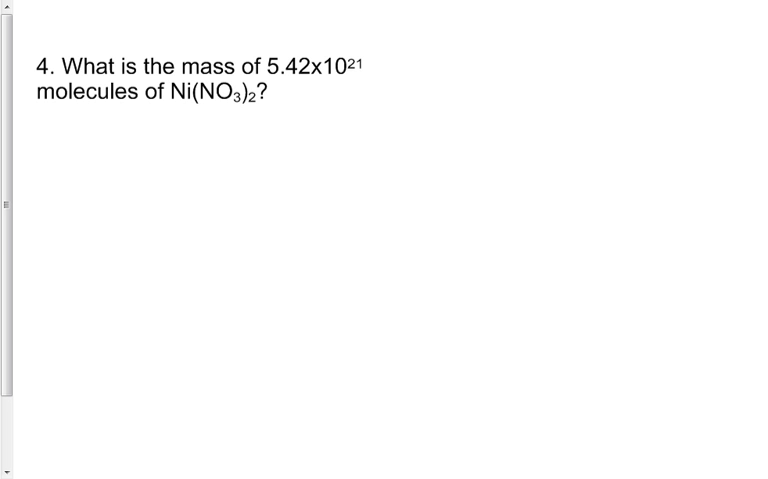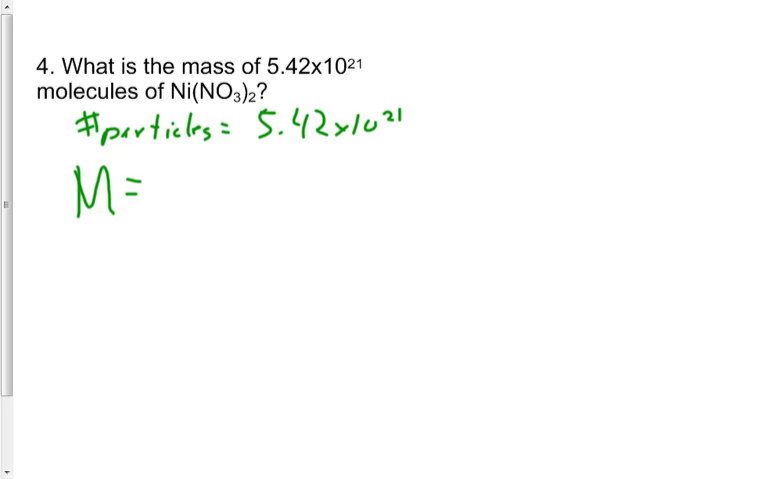Everyone follow me? All right, so we're going to get a very small number here for our number of moles, a decimal, or maybe your calculator might have even spat it back to you in scientific notation. It was so small. All right, so let's have a look first. Here's what we know. Number of particles equals 5.42 times 10 to the 21. And big M for nickel(II) nitrate.